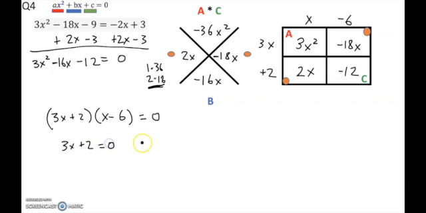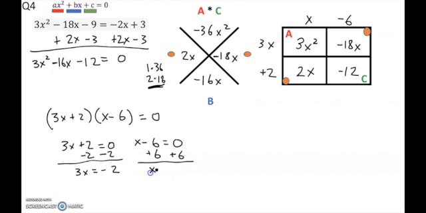So now that we have that, let's go ahead and solve using the zero product property. 3x plus 2 is equal to 0, and x minus 6 is equal to 0. We'll subtract 2 from both sides, and add 6 to both sides in this one, leaving us on this side with 3x is equal to negative 2. And on this one, we have x is equal to 6. On this side, we're going to divide both sides by 3, leaving us with x is equal to negative 2 over 3 after the 3's cancel. And then on this side, we have x is equal to 6. So here are two answers for this one.